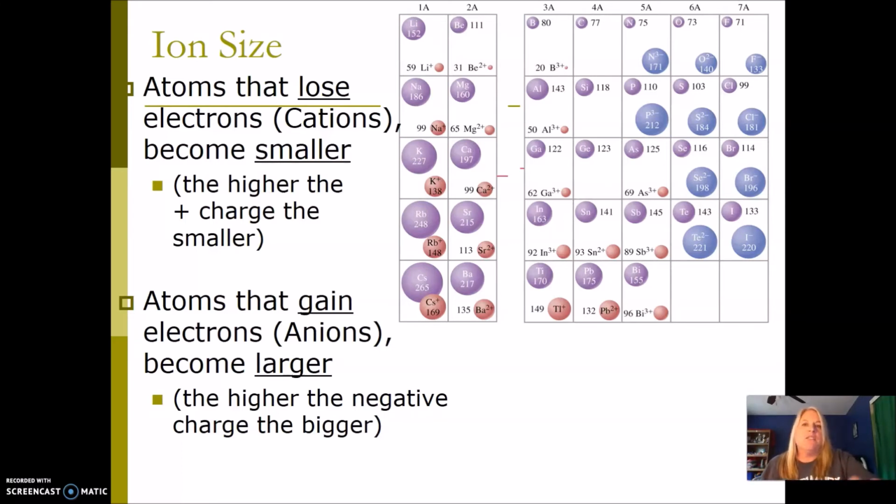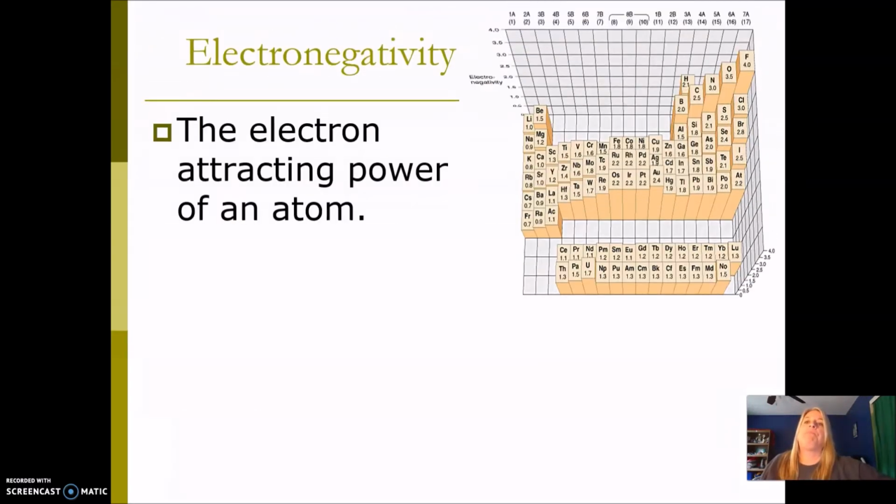So we can see here, if you look at this little periodic table, let's take a look at potassium. Potassium will lose 1 electron, and when it does that, it becomes positively charged and it gets smaller. Whereas, let's go to my friend fluorine. Fluorine likes to gain electrons, so when it gains an electron, it gains weight and it gets bigger. So everything on the left, the metals, will get smaller because they become cations. Everything on the right becomes negative, so they get bigger.